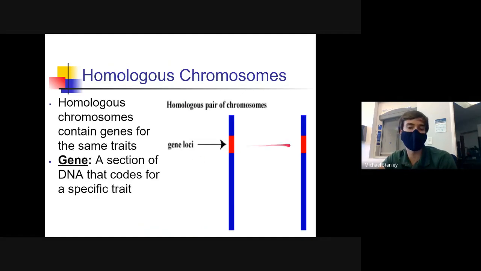We've talked about genes already. So genes are sections of DNA that code for a certain protein, a certain trait. So each gene on your chromosome is a small segment of the chromosome that has the instructions for one protein.